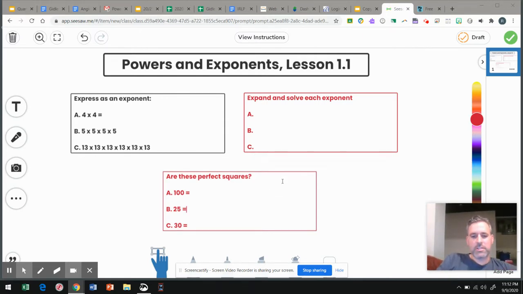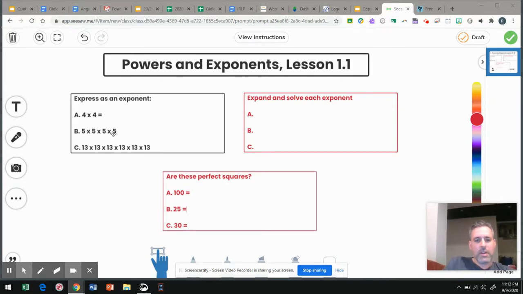So you can see on the screen here that we have three different boxes. The three things she talked about is, one, expressing the multiples of problems such as this, like 4 times 4, 5 times 5 times 5 times 5. And as well, you can see how do we write those as an exponent. So we're going to go through that. We're going to look at how to expand and solve exponents, and then we're also going to look at perfect squares. So that's our goal. So if you want to just quickly see exactly how to do these three, just watch real quick.